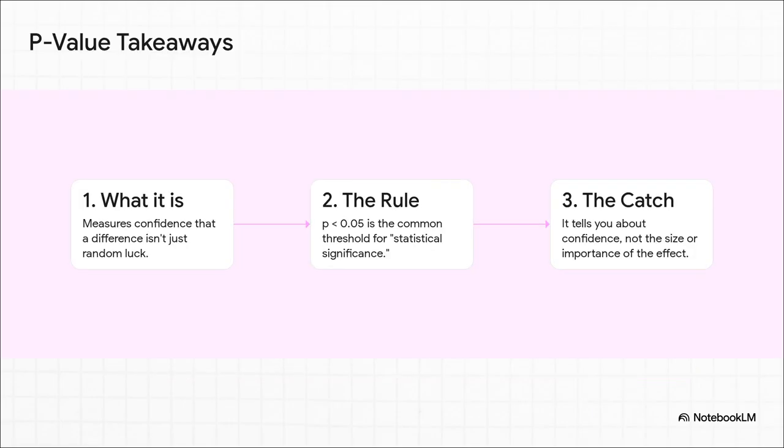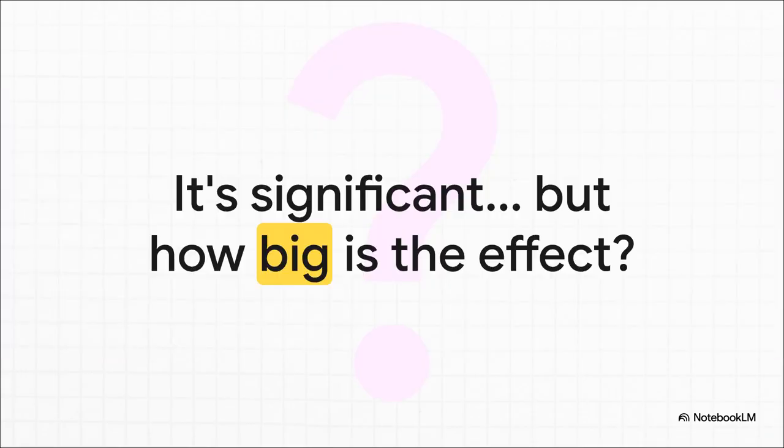So let's recap the 3 big takeaways. 1. A p-value is just a tool to measure our confidence against random chance. 2. A p-value less than 0.05 is the common but not absolute rule for calling the result statistically significant. And 3. The most important catch of all. It tells you about confidence, not about importance or the size of the effect. Which leaves us with one final thought. The next time you see a headline that says a result is statistically significant, you now know the very first and most important question you should ask is, okay, but how big is the effect?